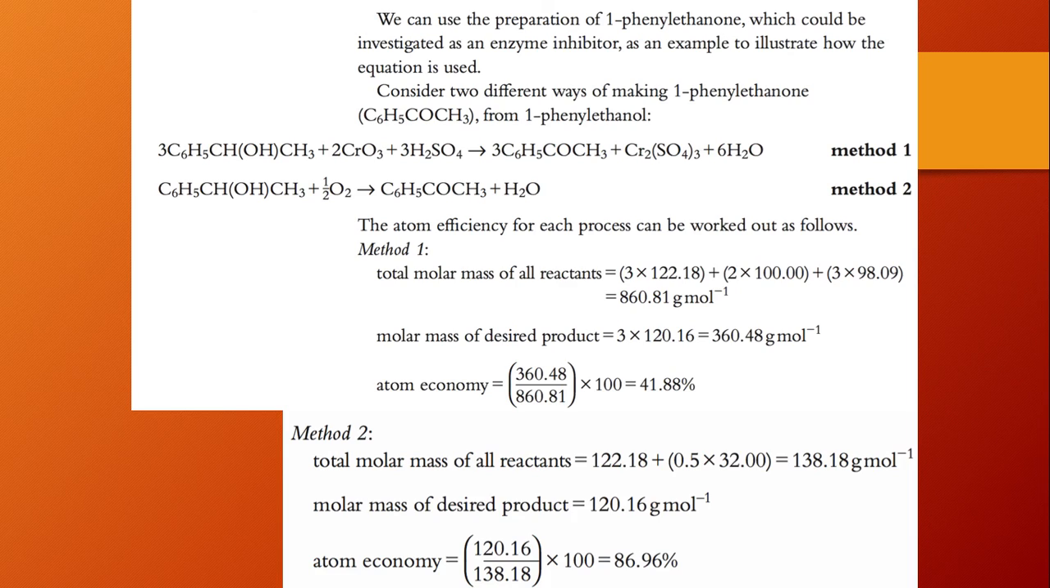As we can see in method 1, we get an atom economy of about 42%, whereas in method 2, the atom economy is almost 87%. So clearly method 2 is a better method to take your starting material and make your final product, whereas method 1, there's a lot of extra chemicals, extra solvents that are just waste that aren't being used to make your final product.